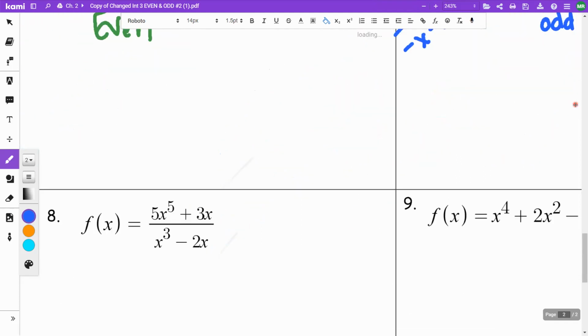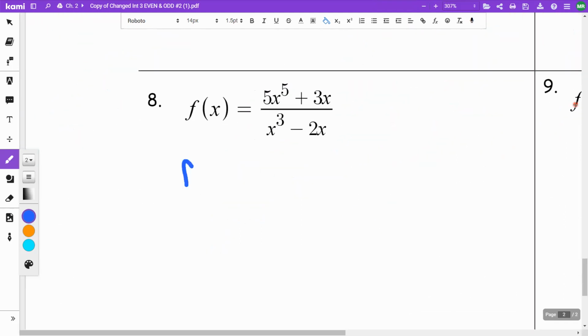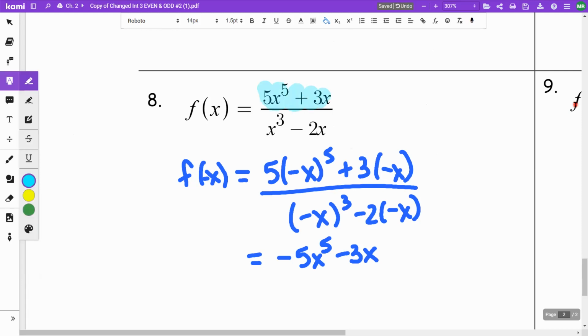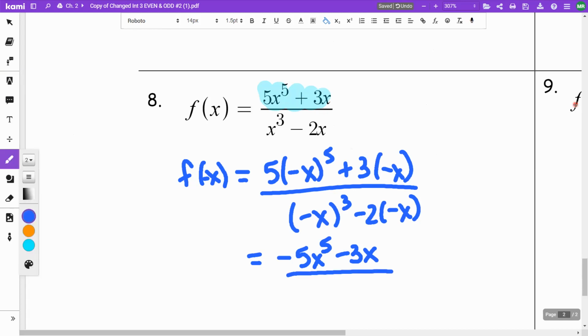Okay. On 8. So if I put a negative in here, 5 times negative x to the 5th plus 3 times negative x, over a negative x to the 3rd minus 2 times a negative x. So the top, I'm going to get a negative 5x to the 5th minus 3x. So far, it's the opposite of what I had in the original problem. And the bottom, I'm going to have a negative x to the 3rd plus 2x.